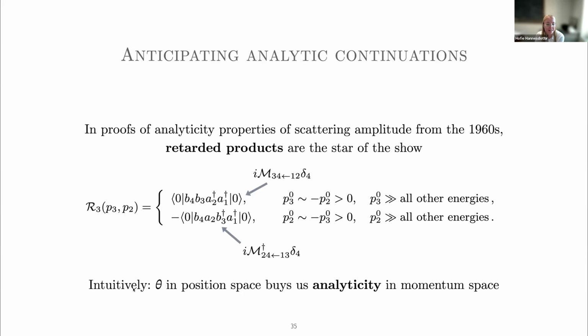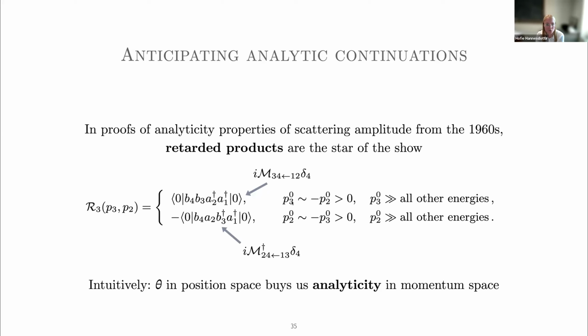The reason is because we basically impose that one particle is in the future of another one. So that's a theta function in position space. And after Fourier transforming, this buys us analyticity in momentum space because they're dual to each other. So basically, one thing that we can do here is evaluate the retarded product, where 3 is in the future of 2. We can evaluate it in different momentum channels.